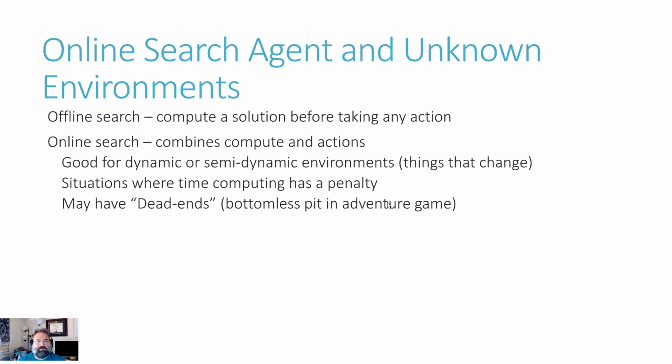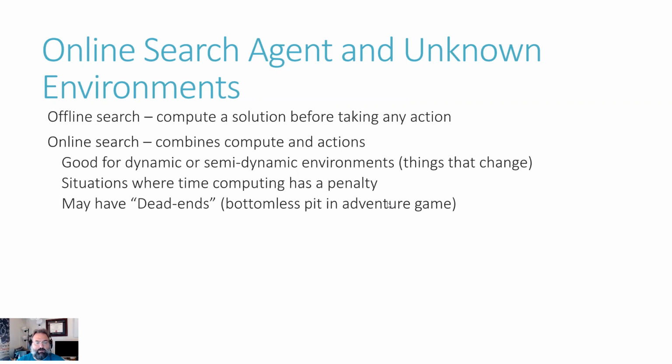Another key concept is online search versus offline search in unknown environments. With offline search, you compute the solution before any action is taken at all. So you figure out what you're going to do well before you do anything. With online search, you're doing it as you're doing the actions, reevaluating, recalculating and continuing. Obviously, that potentially requires greater computational resources, but it's very good for dynamic or semi-dynamic environments where things are changing.